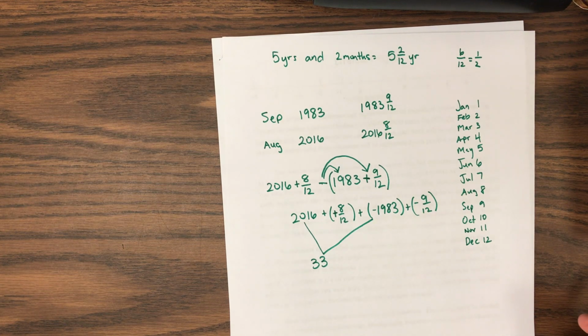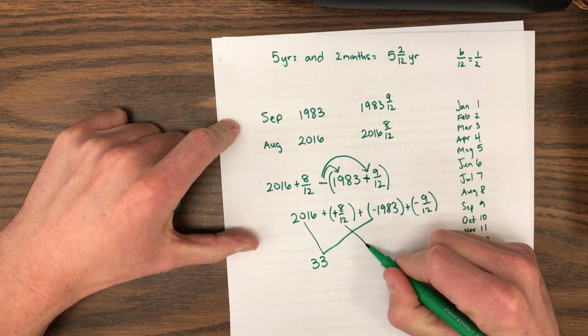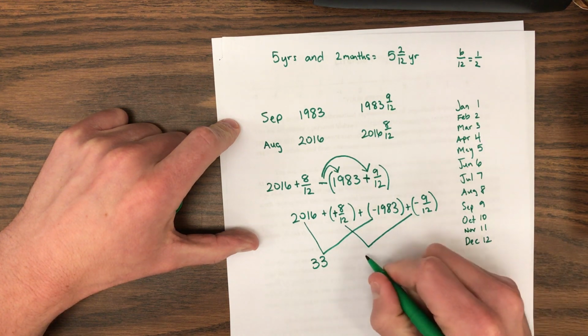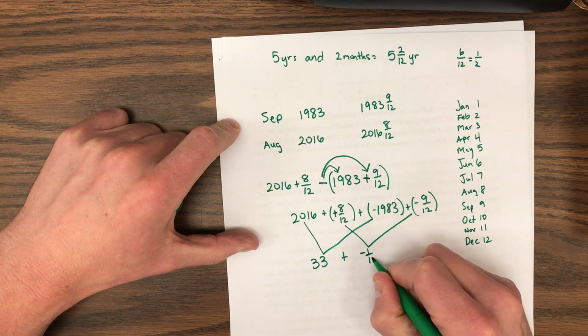Which makes sense because I think it was right around my 33rd birthday when I started teaching here. But then here's where it's going to get a little weird. We have a positive 8/12 and a negative 9/12. And that's going to get me negative 1/12. And I have to add these two things up.